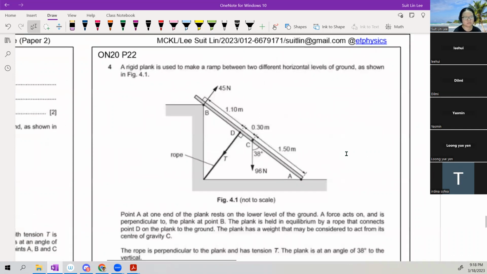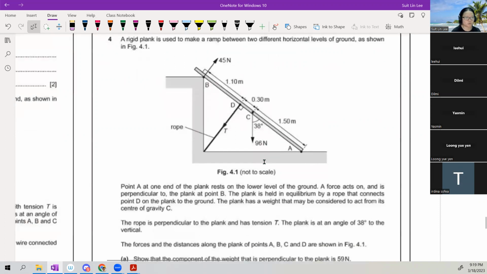Don't panic. The best thing is they draw the forces for you already. You don't have to draw. Or most of it is drawn for you. For this one, you can see that there is a rigid plank used to make a ramp between 2 horizontal levels of the ground. Point A is at the lower end of the ground, and then it's sitting also at point B.